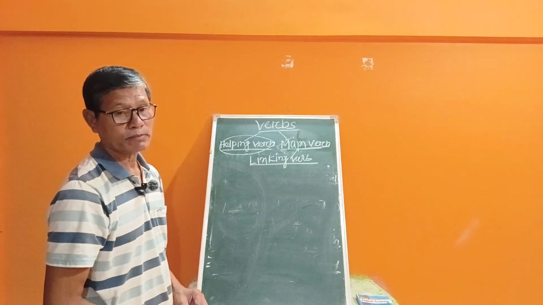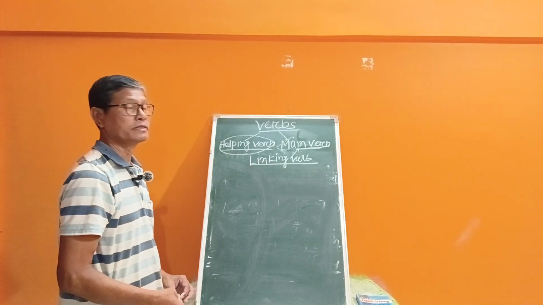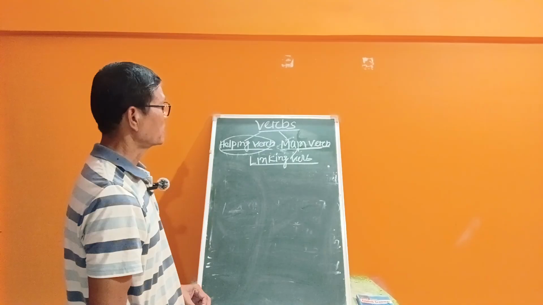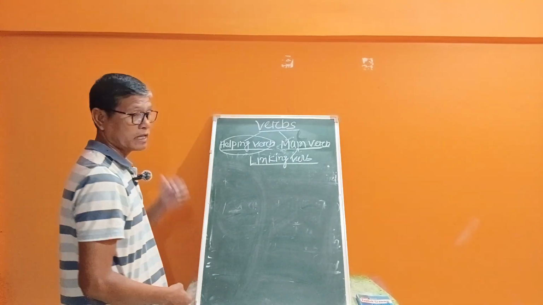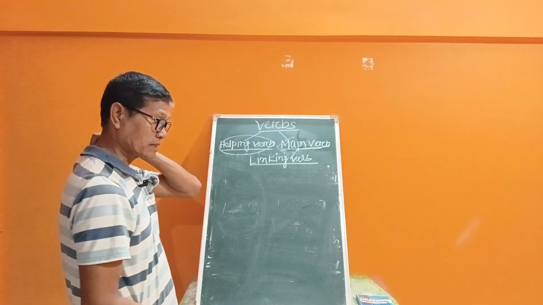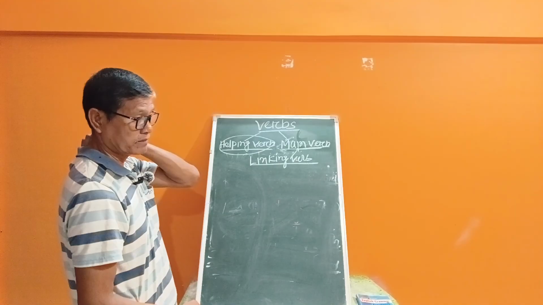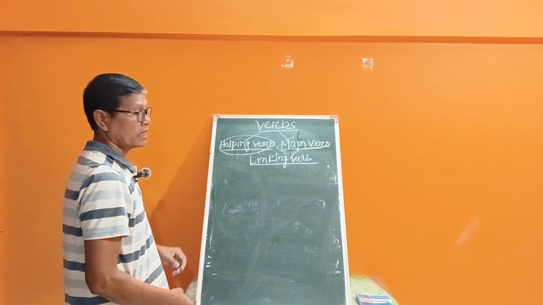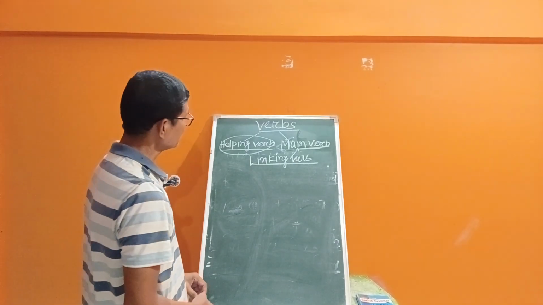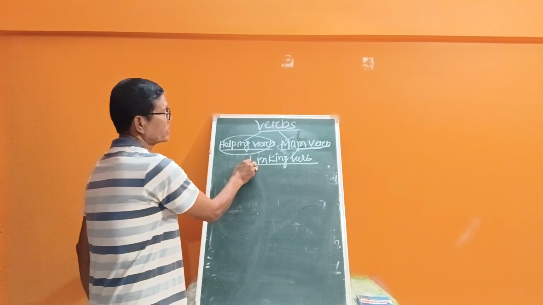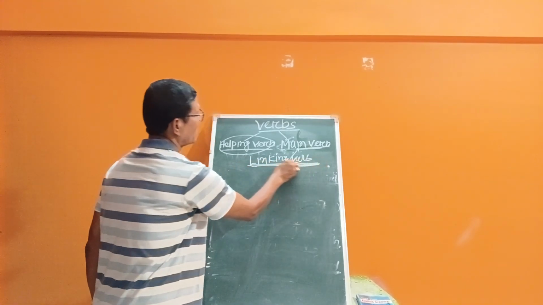In the previous video we already discussed the transitive and intransitive verb with examples. Today we discussed the strong verb and weak verb. Now we are going to discuss the linking verb.